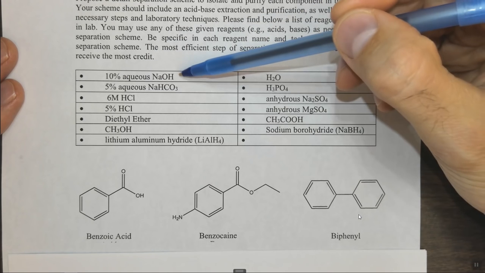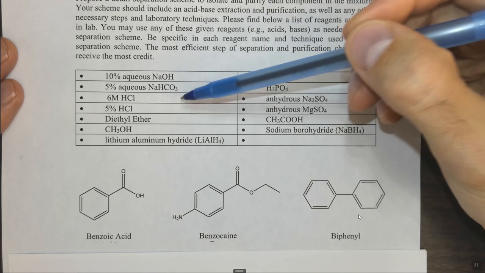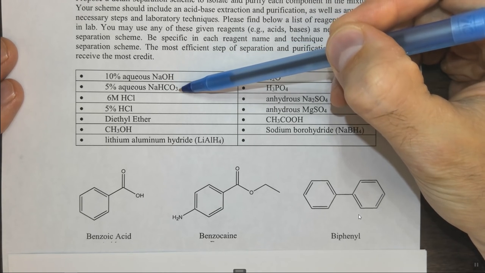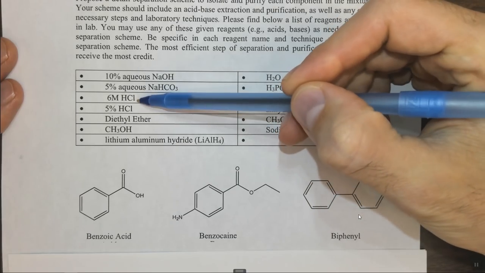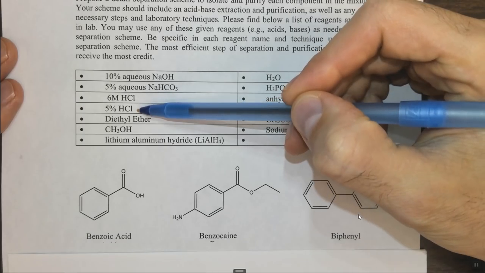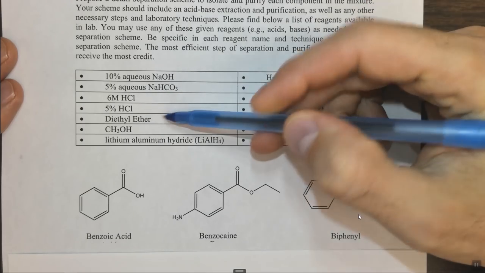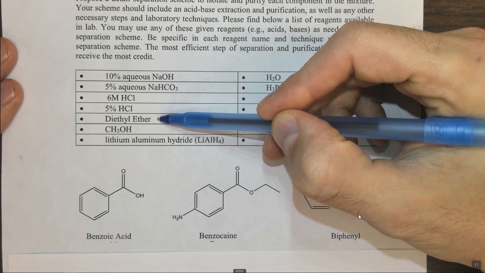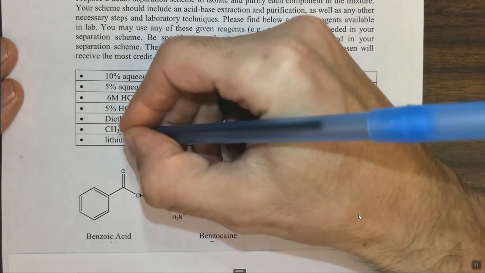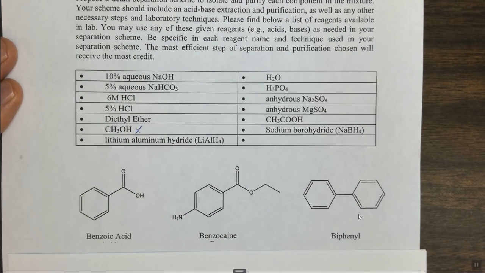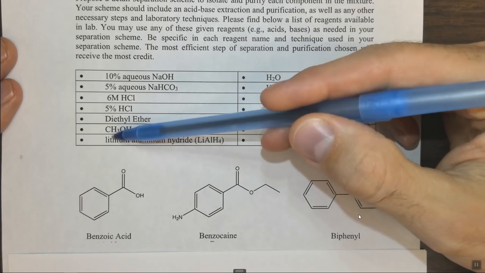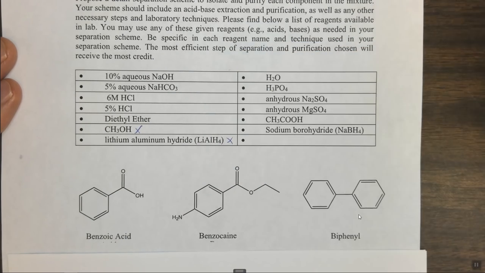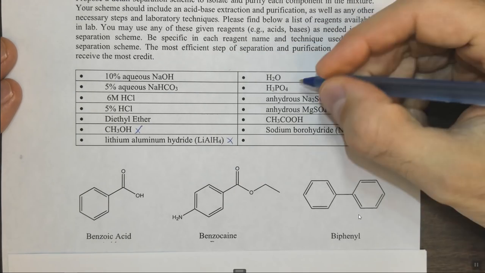So 10% aqueous NaOH, an aqueous base, that's possible. We have 5% aqueous sodium bicarbonate, that's possible. We have 6 molar HCl, which is an aqueous acid, that's possible. 5% HCl, another aqueous acid, that's possible. Diethyl ether, a common organic solvent, that's possible. Methanol, you're probably not going to use. Why not? Because it's miscible with both water and at least some organic solvents, so we're probably going to skip that. Lithium aluminum hydride is a reducing agent, we're not going to use that. Water, we might use water.